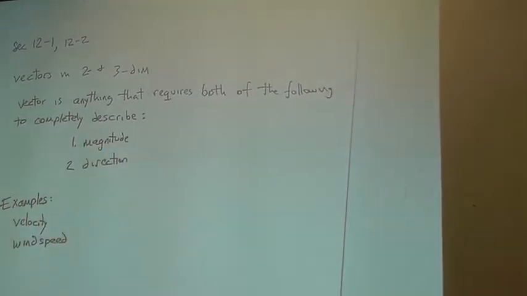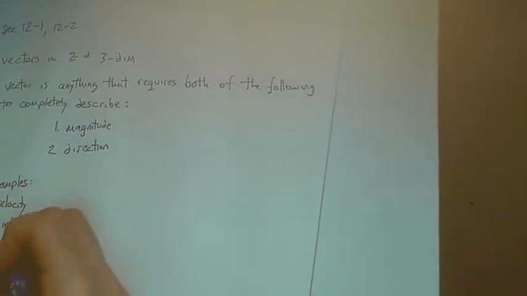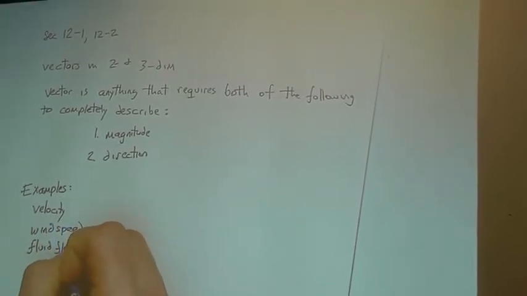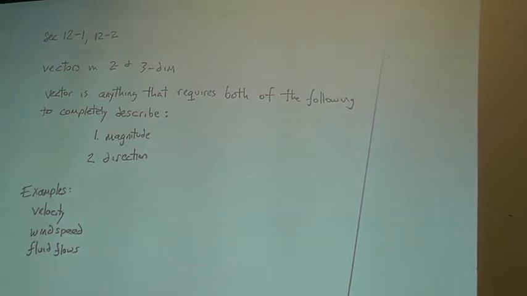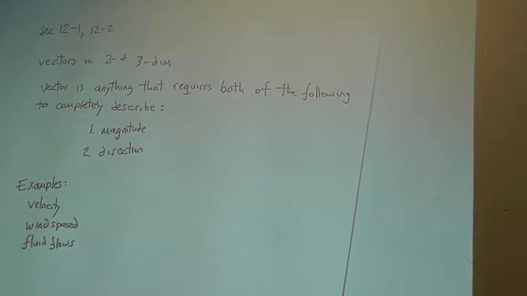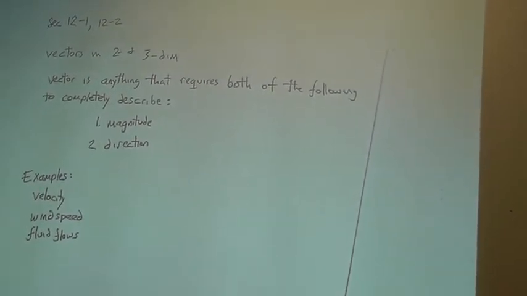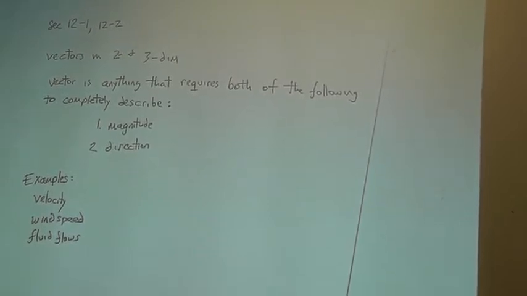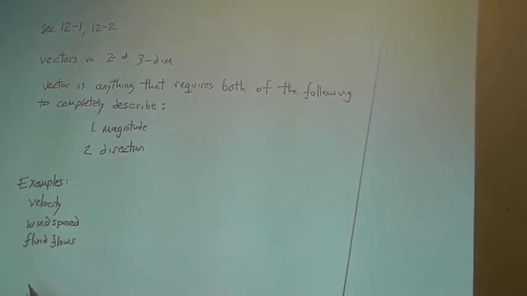And something that's very, very similar would be fluid flows. Water moving down a river or down a pipe has got both a direction and a magnitude. Okay? So these are very, very typical examples of vectors. Nice real world examples. Okay?